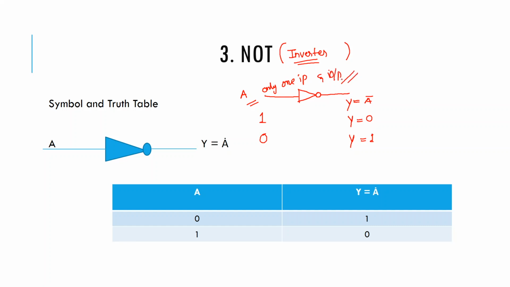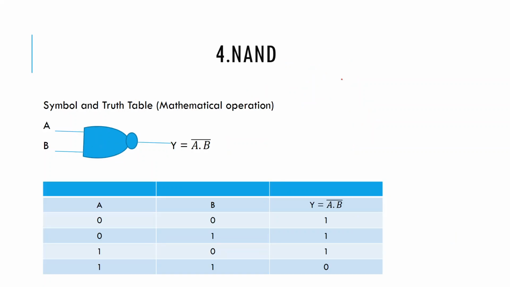I hope everyone understood these three basic logic gates. Now let us move on to the other two logic gates, which are combinations of AND gate and NOT gate, and OR gate and NOT gate. So the next logic gate is NAND gate. It is a combination of AND gate and NOT gate. Let us draw its logical symbol.